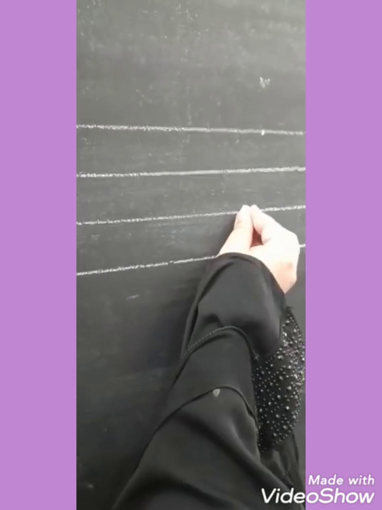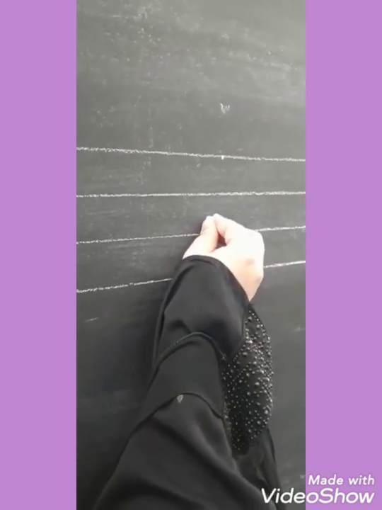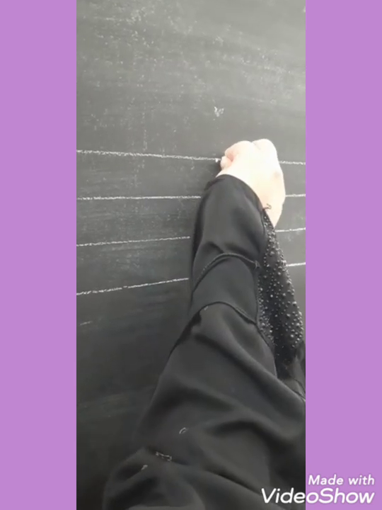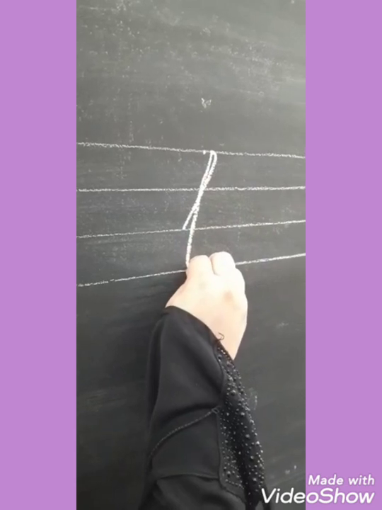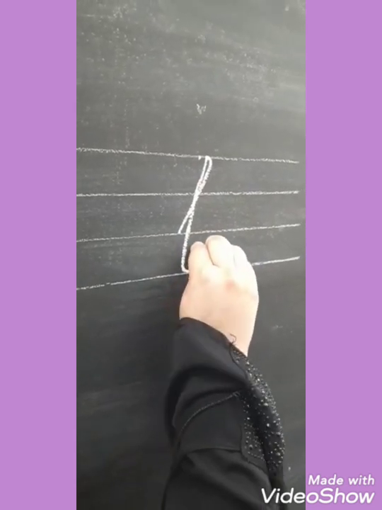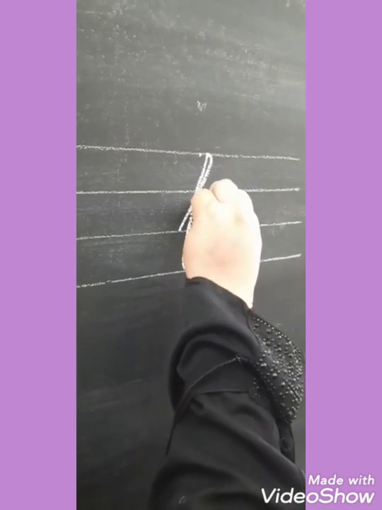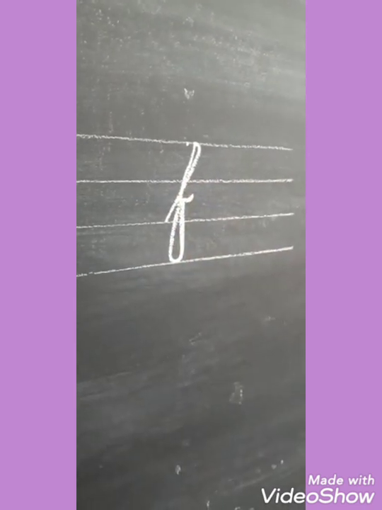Now look here again for this letter. Go up in a slant. Round your pencil. Come down. Again round your pencil. Go up and stop at the middle of this dot and make a tail of it.